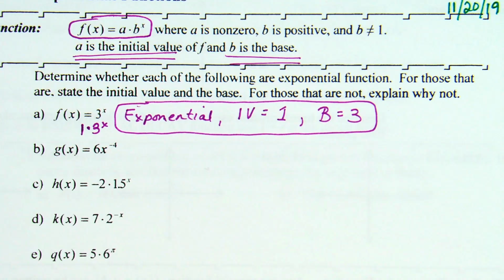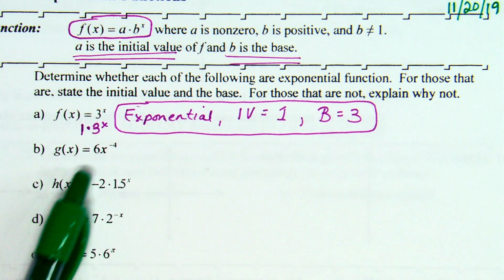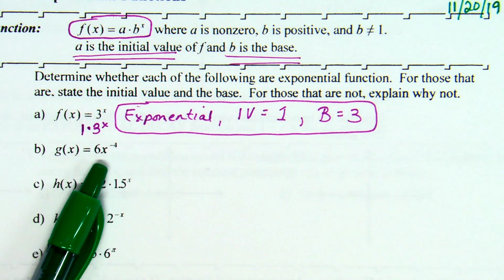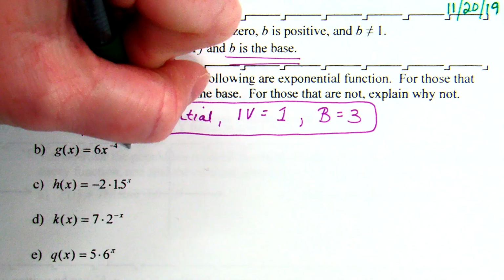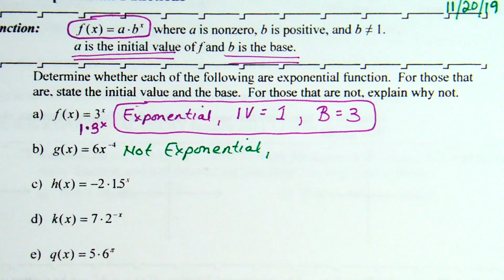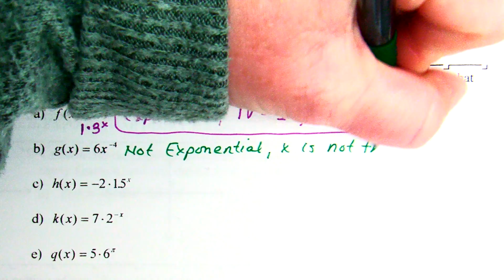B. G of x equals 6x to the negative 4th. Exponential or not exponential? No. No? Why not? Okay, if it's exponential, x has to be in the exponent. X here is in the base, and that's not what we want. So, this one I'm going to say not exponential. Please do more than just write not exponential. Why is it not exponential? And the description that x is not in the exponent is good for me. So x is not the exponent.